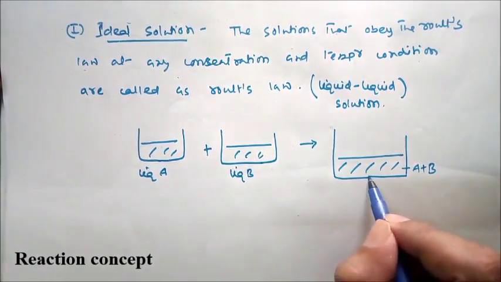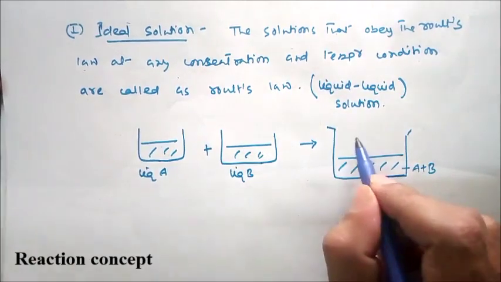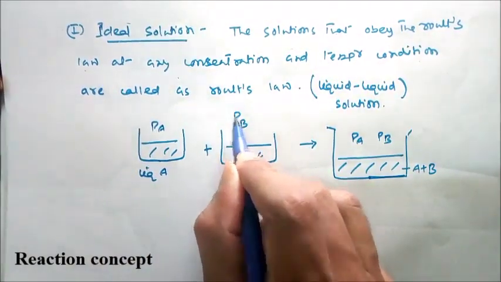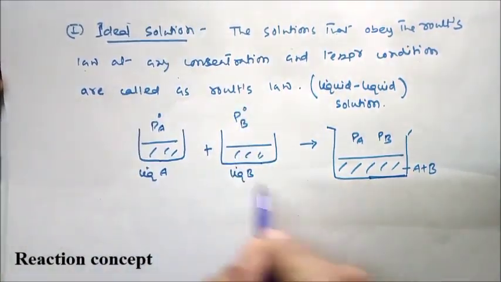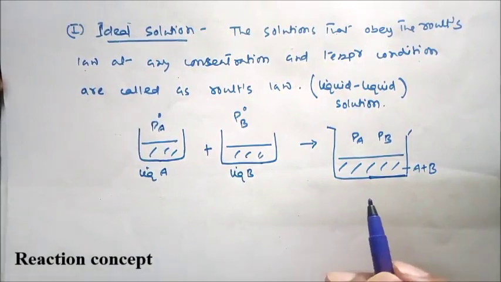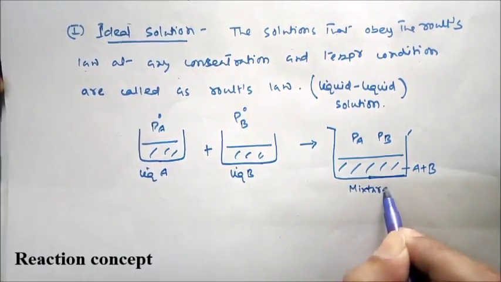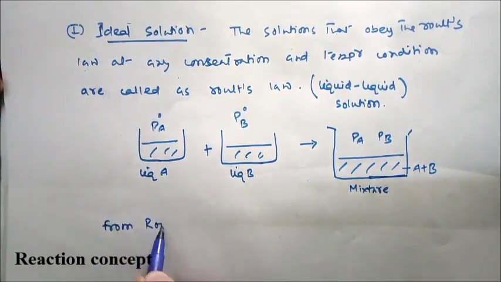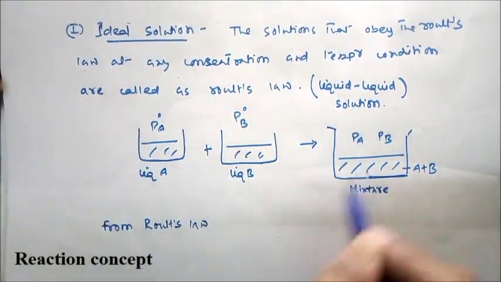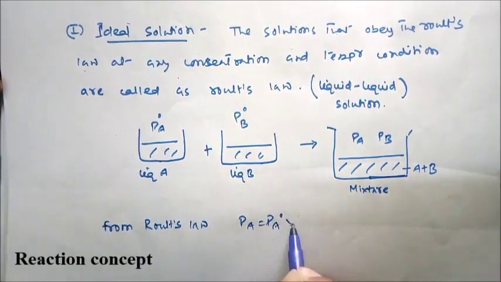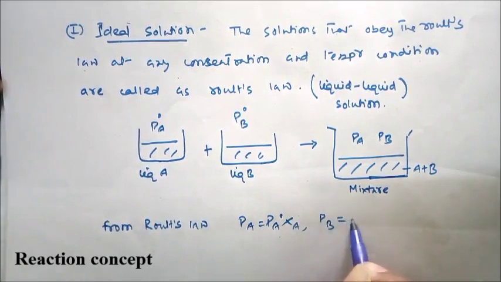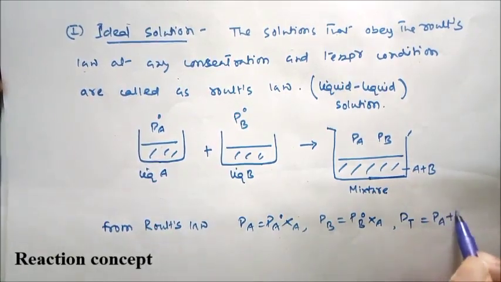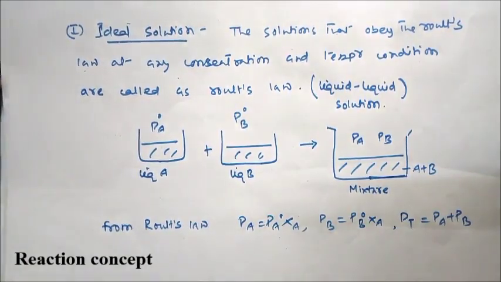If it is ideal, what will be its pressure character? Those things have to be characterized here. These are the pressure values. These things I already discussed. This is the mixture. So from Raoult's law, what have we got? In the mixture, PA is given by PA naught into XA, whereas PB is given as PB naught into XB, and the total vapor pressure of the mixture is given by PA plus PB. These things I have discussed in the previous class.